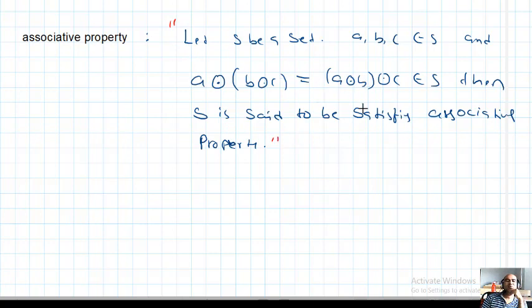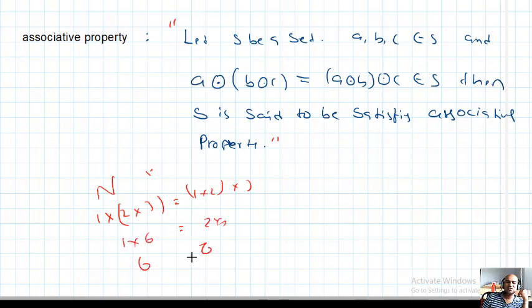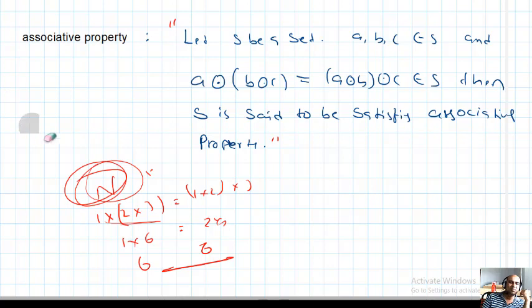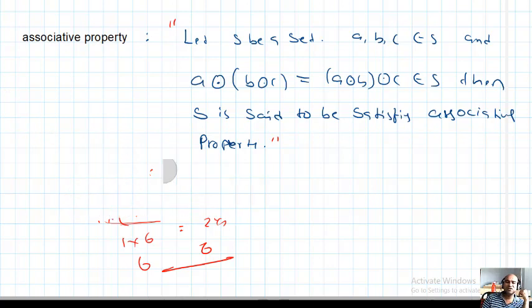I will explain the circle dot operation through an example. N is taken, 1, 2, 3 are taken. With the operation multiplication, 1 into (2 into 3) should be equal to (1 into 2) into 3. 1 into 6 is 6 only, and 2 into 3 is 6, then 6 into... 6 equals 6 only. Means natural numbers satisfy the associative property under the operation multiplication. But with division it won't satisfy, with difference it won't satisfy. Like that you can check.